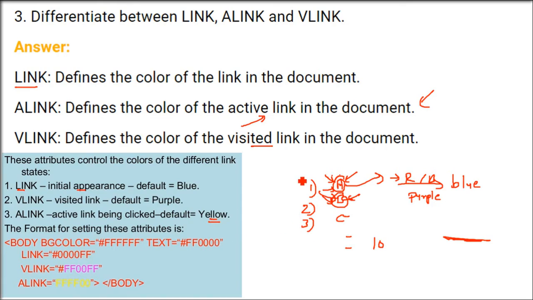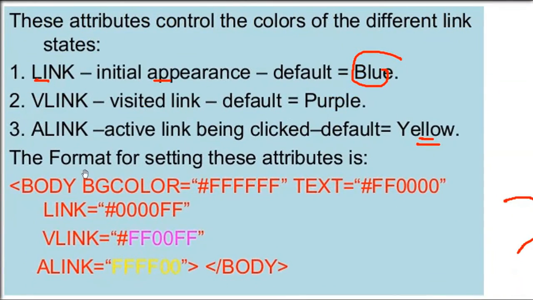So these are different colors, and the important thing is when you take the mouse, it has to be active link. So present is active link. VLINK is the past, visited link is the past, you already visited it. And LINK is already there, you have not visited it, it's there.